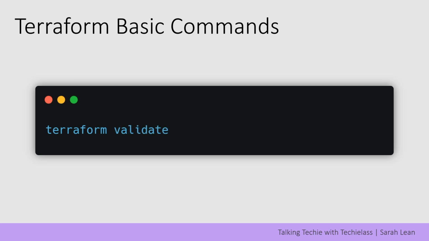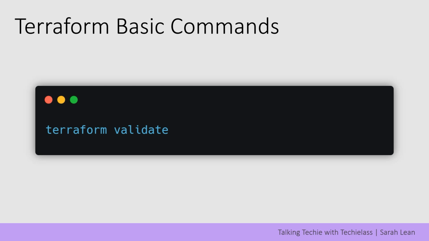Lastly, we have Terraform validate. This command validates the syntax and configuration of your Terraform files, checking for any errors or issues before running any Terraform commands. These commands provide the essential functionalities of Terraform, allowing you to initialize your project, plan and apply changes to your infrastructure, and validate your code. There are other commands available inside Terraform that can help you with tasks like importing existing infrastructure, managing the state, and working with modules.